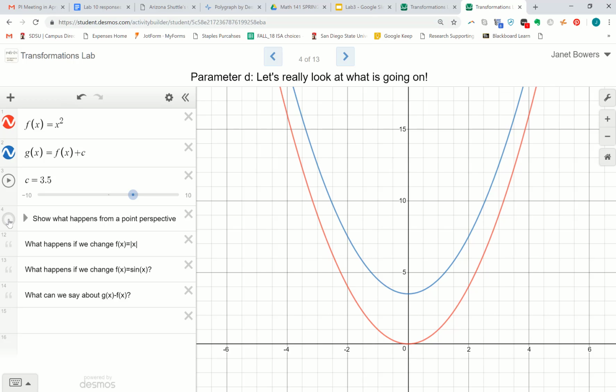To do that, all you need to do is to click on this little folder here, and that reveals the contents of what's in this folder. What we see is that as we move this point around, it's actually called point P, what do you notice? It actually is the case that for each point, the difference between the transformed point and the original point is 3.5. So even though it looks as though it's getting closer together, I mean, it almost looks like they're going to touch a little bit.